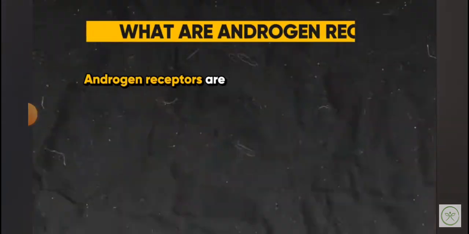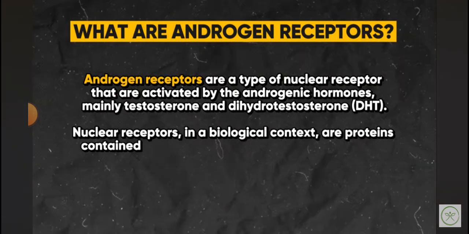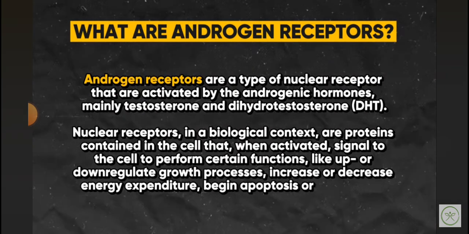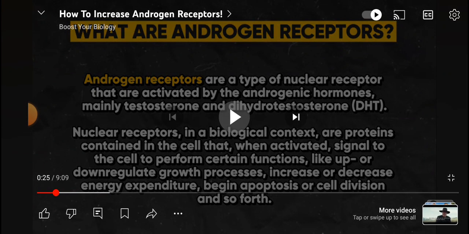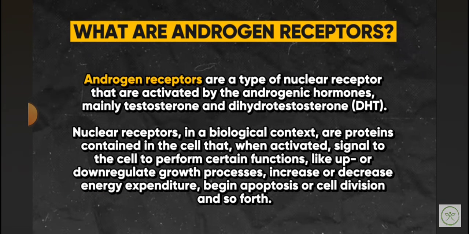So first of all, what are androgen receptors? Androgen receptors are a type of nuclear receptor that are activated by the androgenic hormones, mainly testosterone and dihydrotestosterone. They become activated by androgen. Well, they bind to them. I like this one. This is interesting. Mainly testosterone, dihydrotestosterone. That's a major builder of muscles.